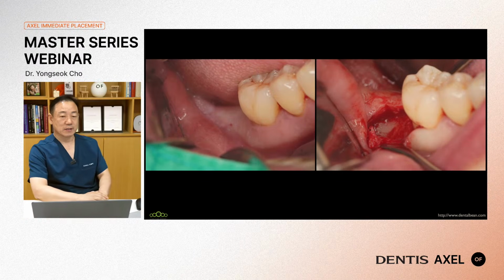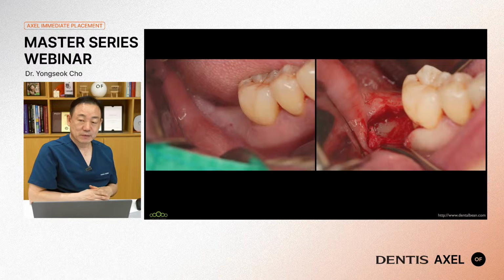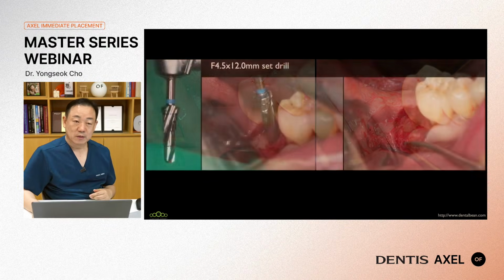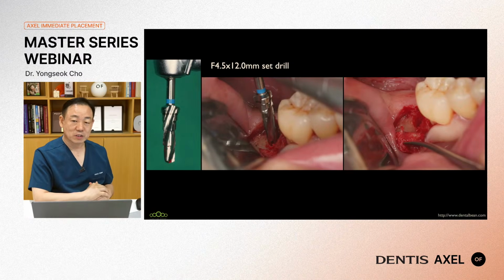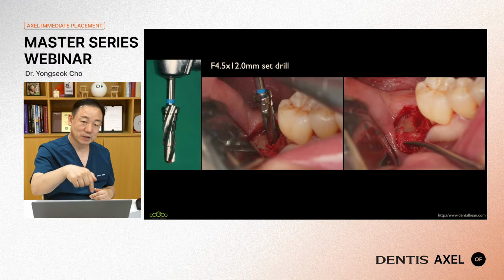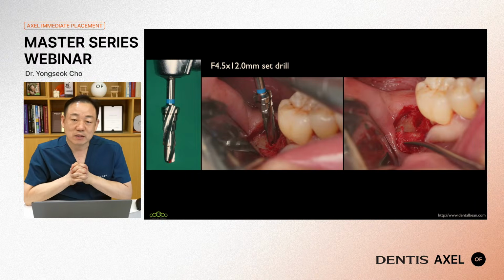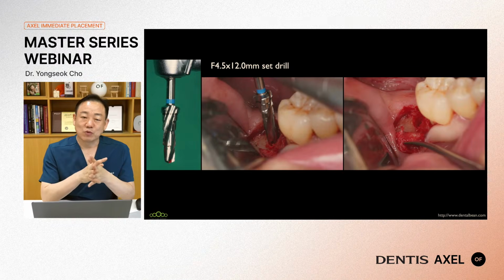Okay, like this. Envelope flap elevation was done, and about 5 mm distal from the gingiva number 6 marginal ridge, I selected entry point and prepped osteotomy. And it was normal bone density, so I used drill as normally. Final was F4.5 by 12 mm set drill.